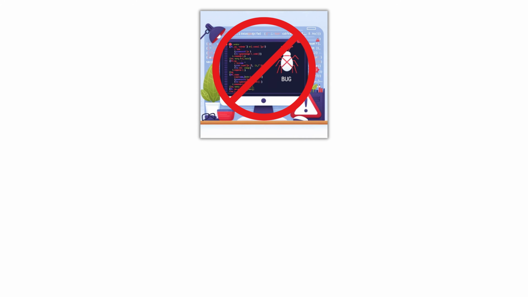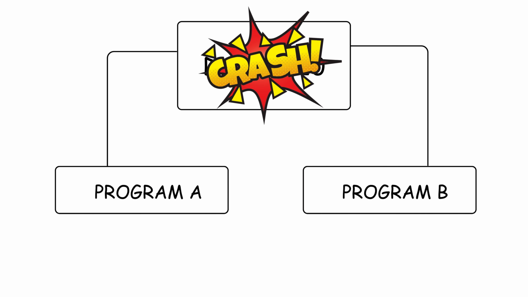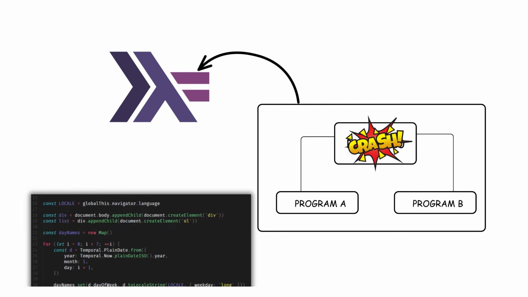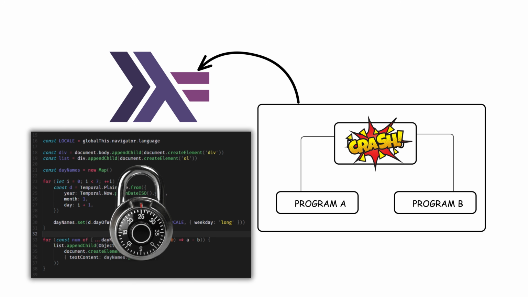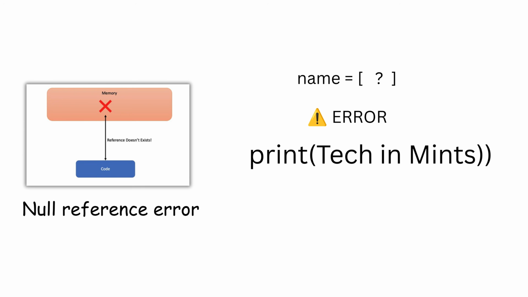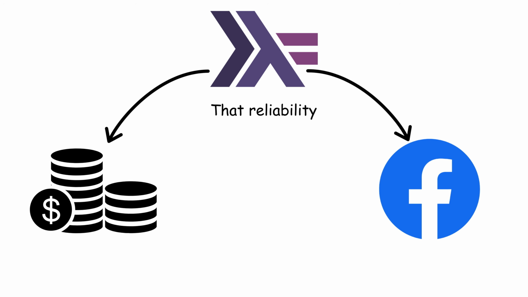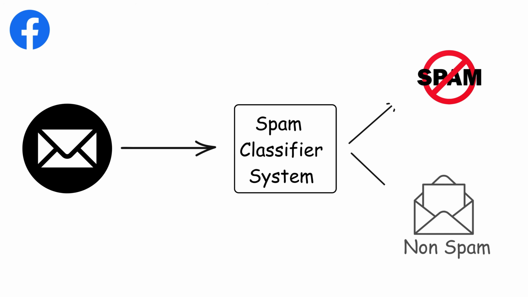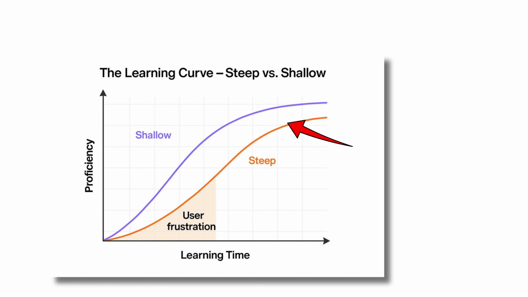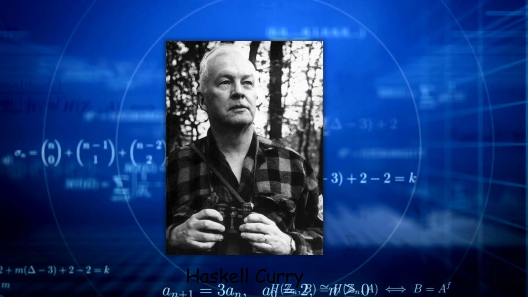This helps avoid real bugs. One is a state bug. It happens when two parts of a program change the same data at once and cause a crash, something Haskell makes harder since values usually can't change once set. Another is the null reference error, where code tries to use a value that was never given one. That reliability is why Haskell shows up in finance, and why Facebook once used it to help build part of its anti-spam system. The trade-off is a steep learning curve, even for experienced coders. The name honors Haskell Curry, a mathematician behind many of its core ideas.